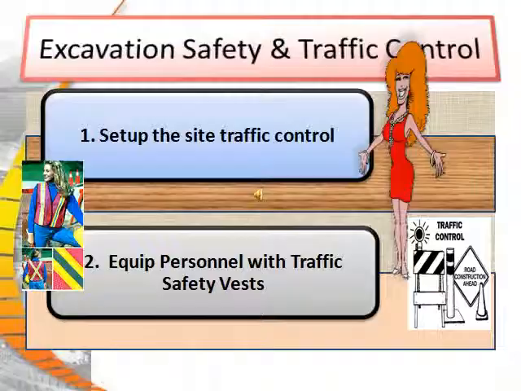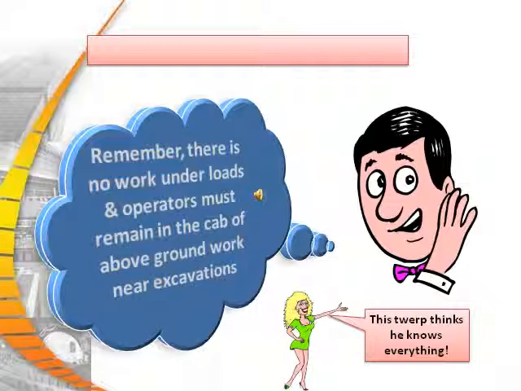Traffic control is done by the competent person who sets up the site, first through evaluation of where the potential hazards are, and then devising methods of controlling those hazards. All personnel exposed to traffic need to be equipped with traffic safety vests. Remember, there is no work under loads which are operational, and operators must remain in the cab of all cranes in above ground work near the excavation. A competent person supervising the site will determine when these hazards are controlled.